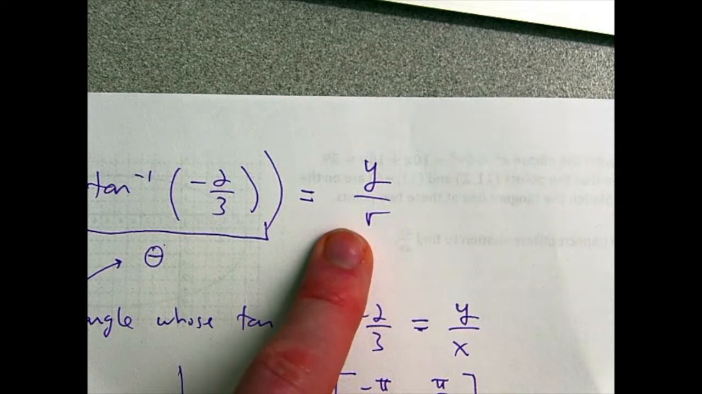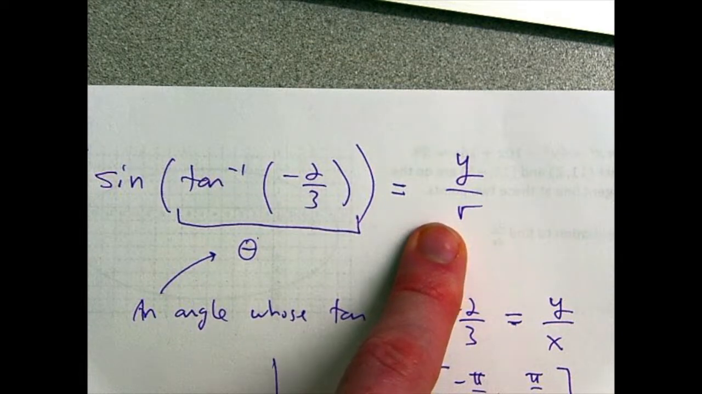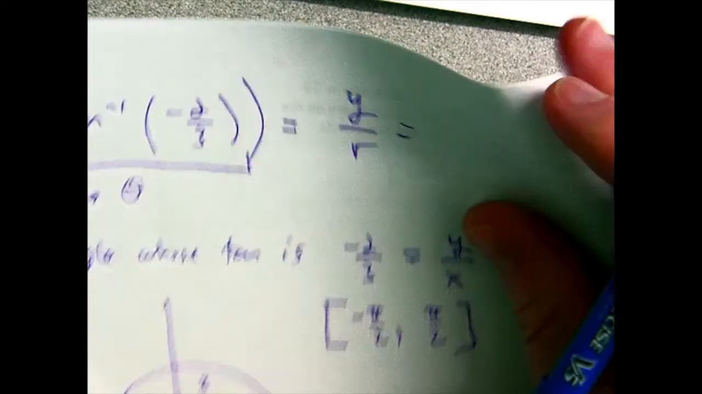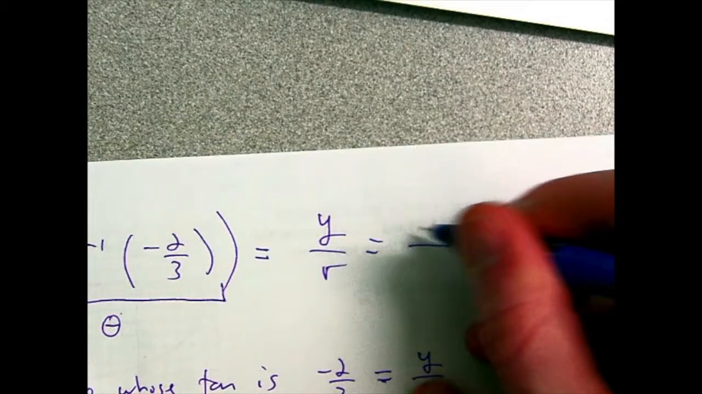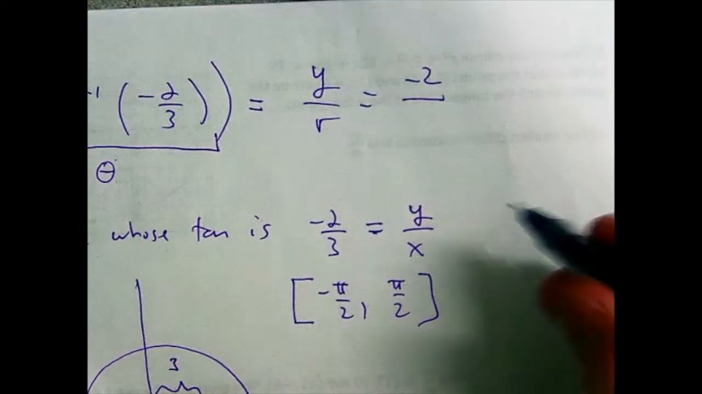So going back up to here, we're now ready to say what the sine of theta is. Well, it's y over r. We already knew that y was negative 2 from this consideration. But now we know what r is. r is root 13, so it's negative 2 over root 13.